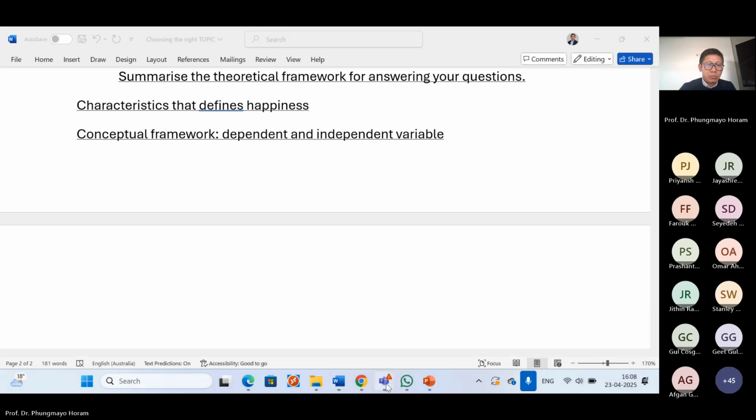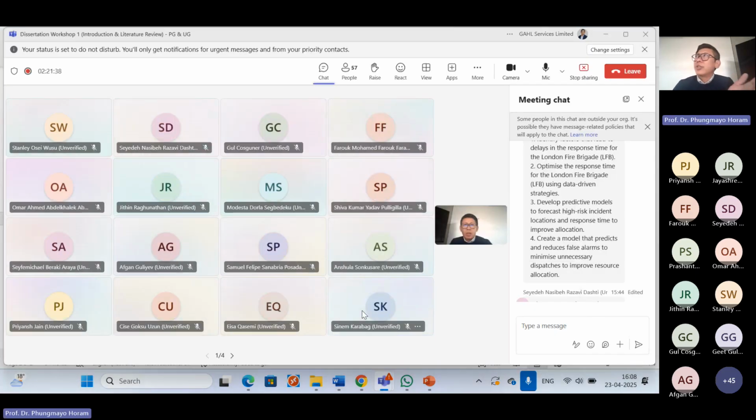Let me ask a general question to the class. From your common sense, from your everyday life, let's forget about the literature review for happiness. What do you think defines happiness? I will give an example. You also give an example.